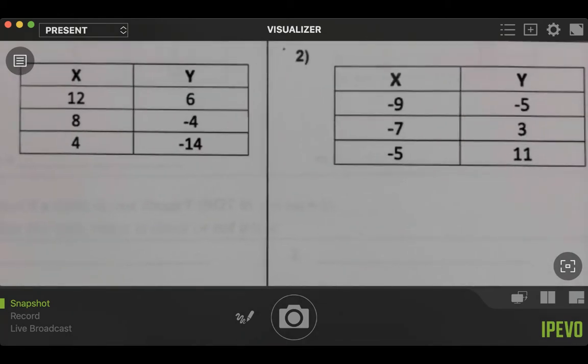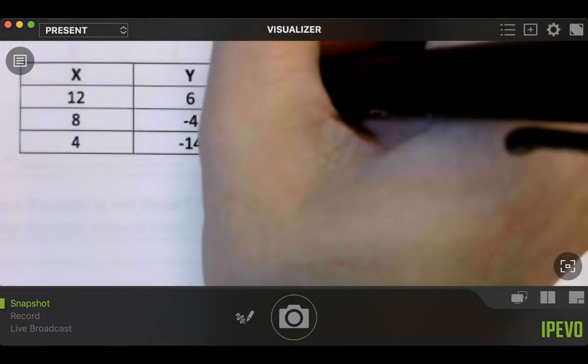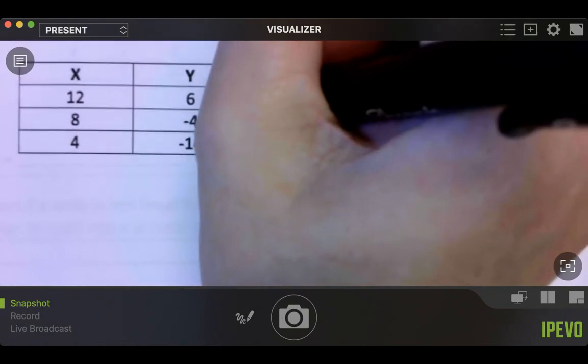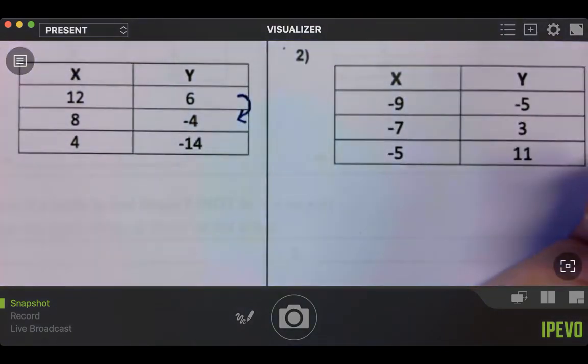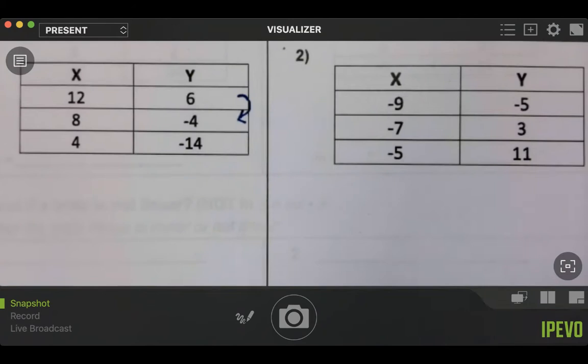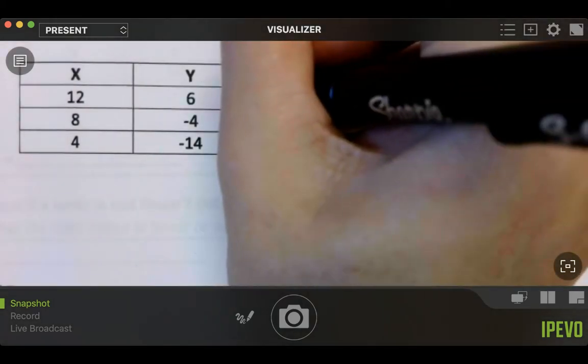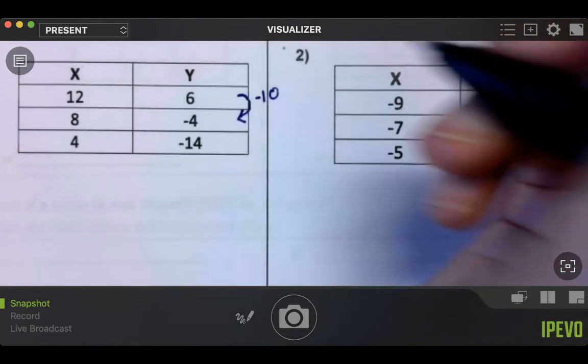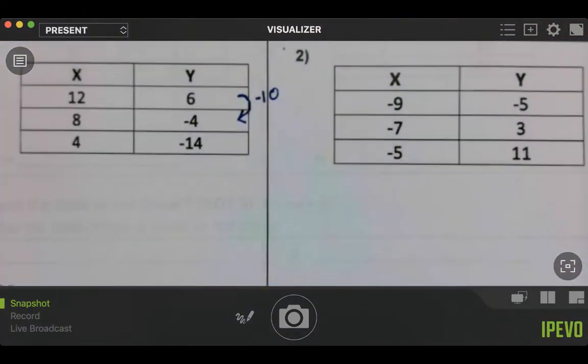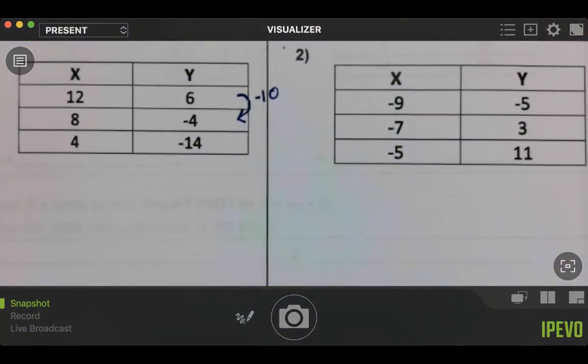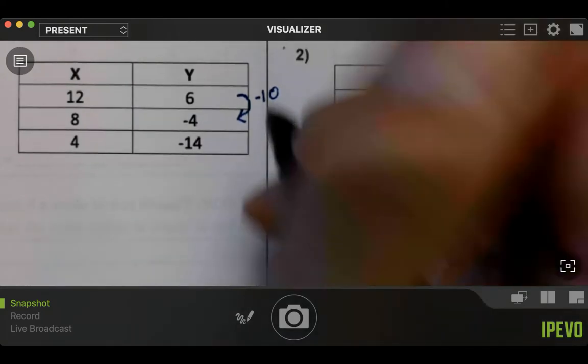So what we are going to do is look and say, okay, from 6 to -4, what happened? Well, from 6 to -4, that went down 10 spaces. And I got that from doing 6 minus -4. You can use a calculator and get that same exact answer. Then do the same thing here.